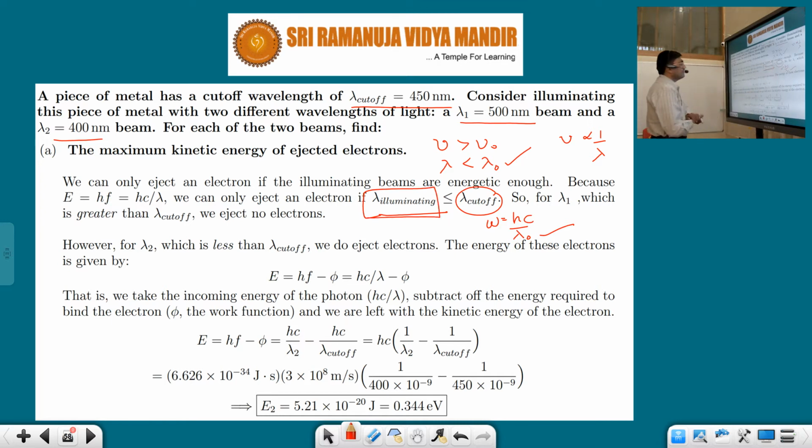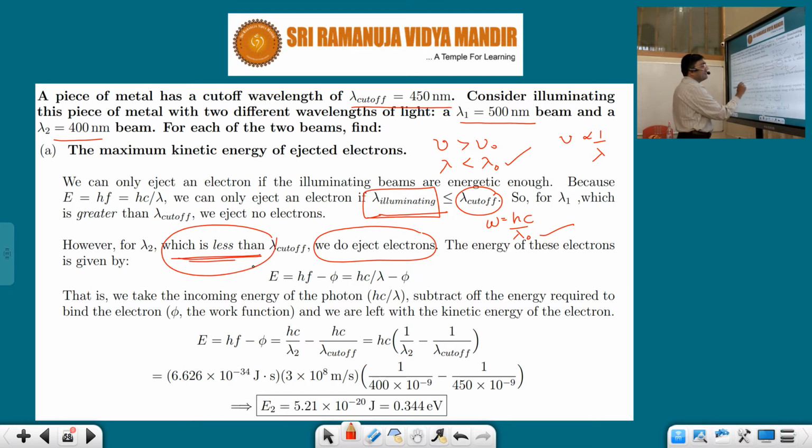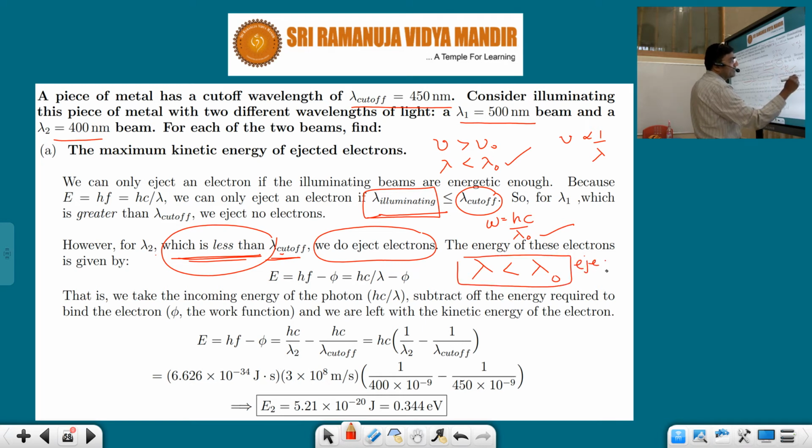Now let us see the next one. Ejection of electrons takes place only when lambda 2 is less than cutoff. When ejection takes place, lambda 2 should be less than cutoff. If it is greater than cutoff, it is not feasible. I convey to you very clearly. Lambda must be less than lambda naught for ejection of electron. So substitute both.